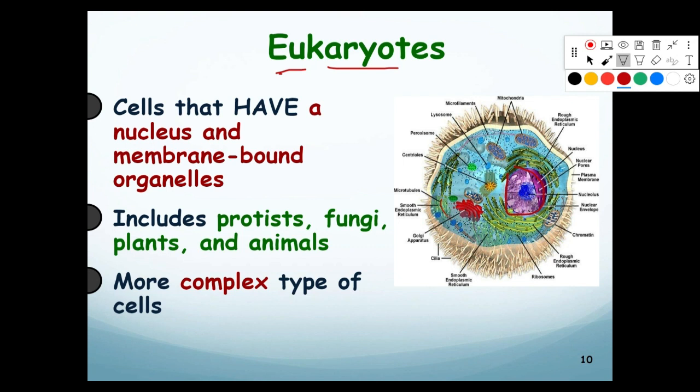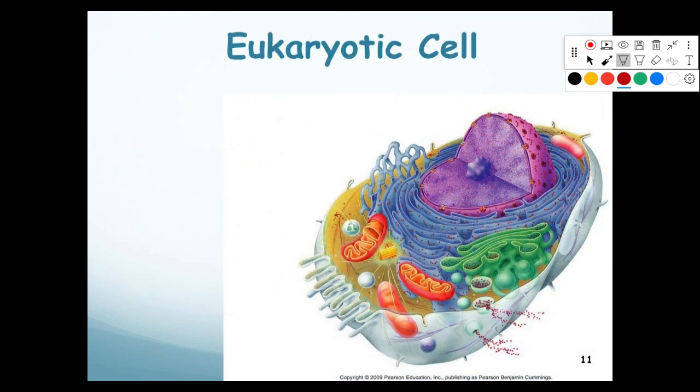So more complex types of cells. And again, you can see that compared to that prokaryote, there's a lot more going on with these guys. And so here again, eukaryote, true nucleus. Right? I really like this picture. It's really colorful and well designed. And so yeah, this is where the DNA lives, in this nucleus.